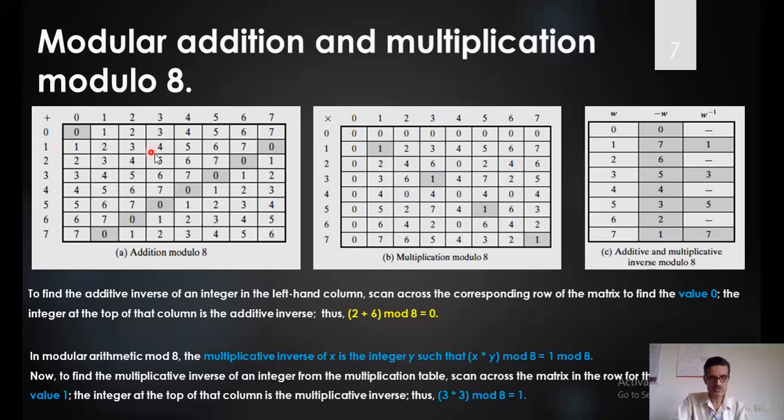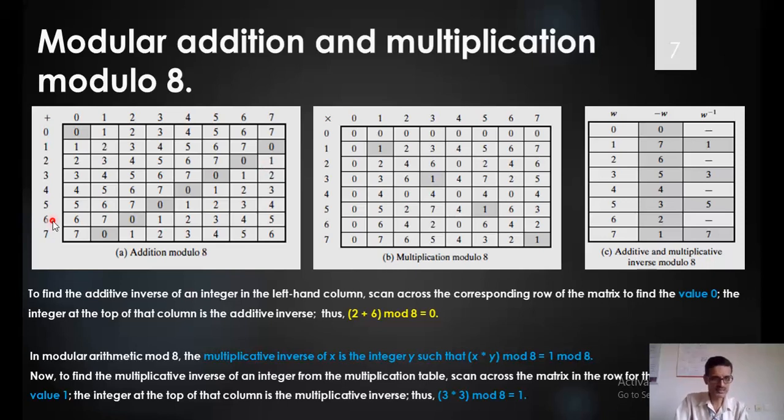Now just look at the last one. 1 plus 7 is actually 0. Why? Because 1 plus 7 is 8, and under mod 8, 8 mod 8 is 0. 2 plus 0 is 2. Similarly, go on doing this. 2 plus 6 is 8, 8 mod 8 is 0. 2 plus 7 is 9, and 9 mod 8 under the modulus operation is 1.